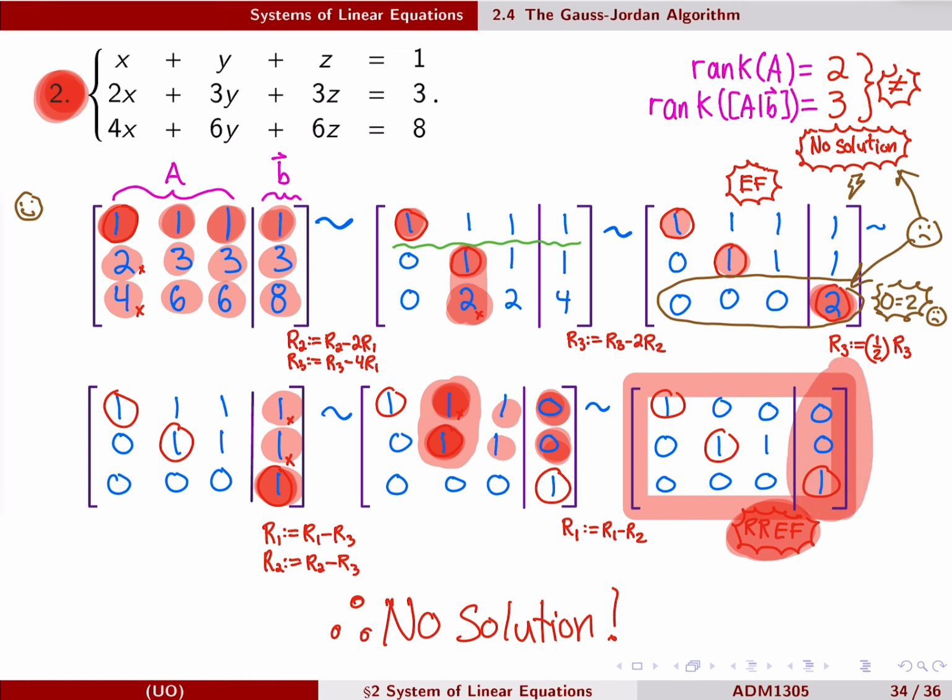People not putting the last column, like not dealing with a pivot in the last column, thinking that, it's in the last column, I don't care. No, like all the pivots, including the one in the augmented part for the row reduced echelon form, they need to be one, they need to be alone in their respective column. All right, so for that example, that's it.